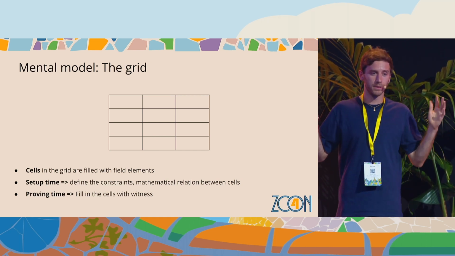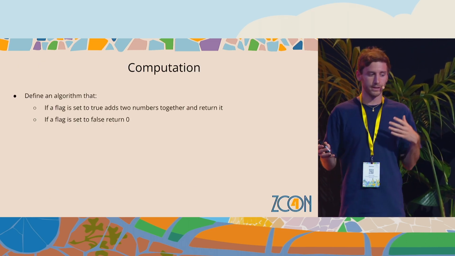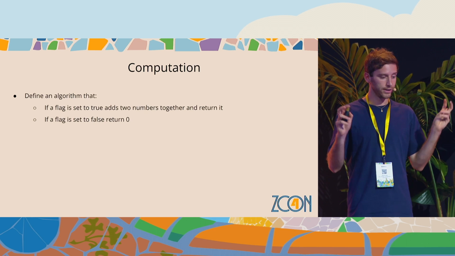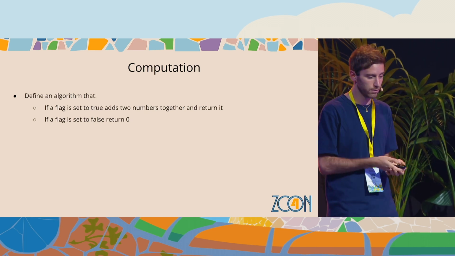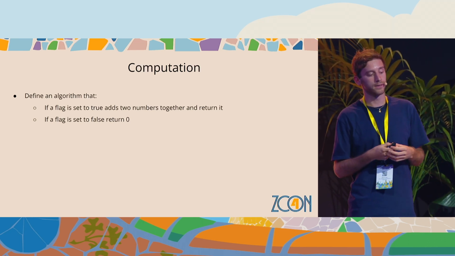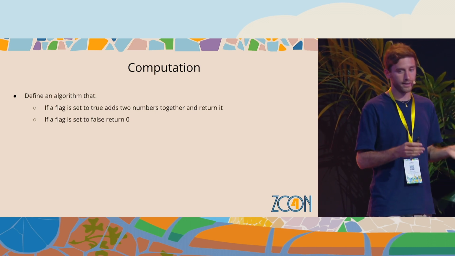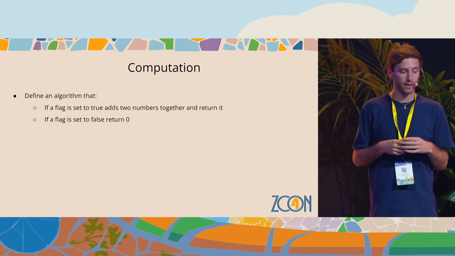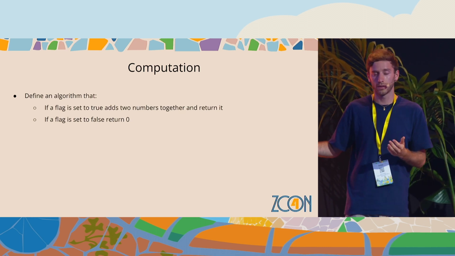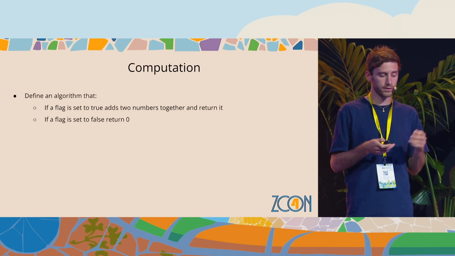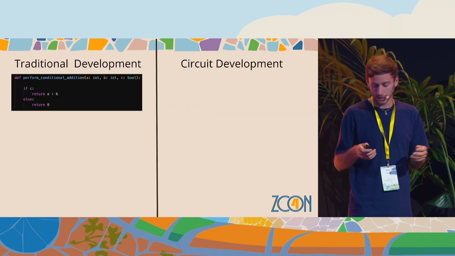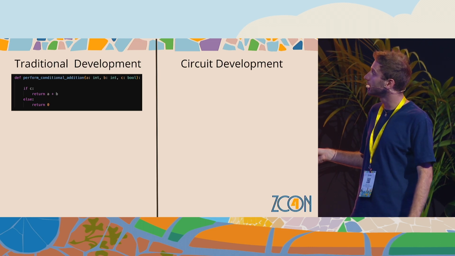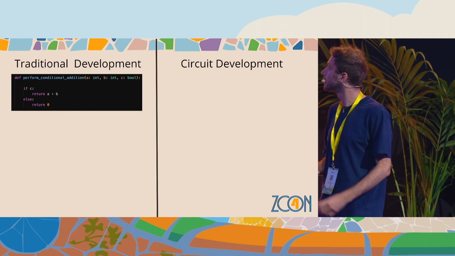Maybe this might sound a bit abstract right now, but we're going to go through a very simple example of a computation, and we are going to compare how you can write this computation in traditional development and in ZK development, by setting constraints. The algorithm is very simple. It takes as input a flag and two numbers, A and B. If the flag is set to true, it will return the sum of these two numbers, and if the flag is set to 0, to false, it will return 0. In traditional development, this is really simple to write. It's some Python code, and you have this very easy to use if-else condition, and it will work.